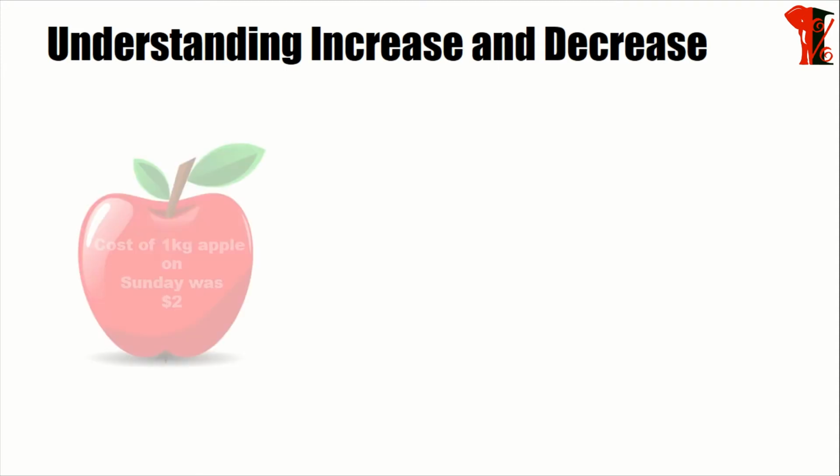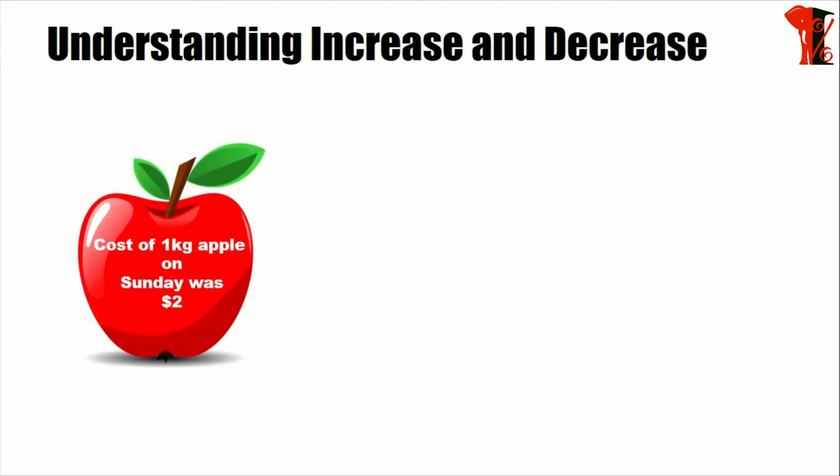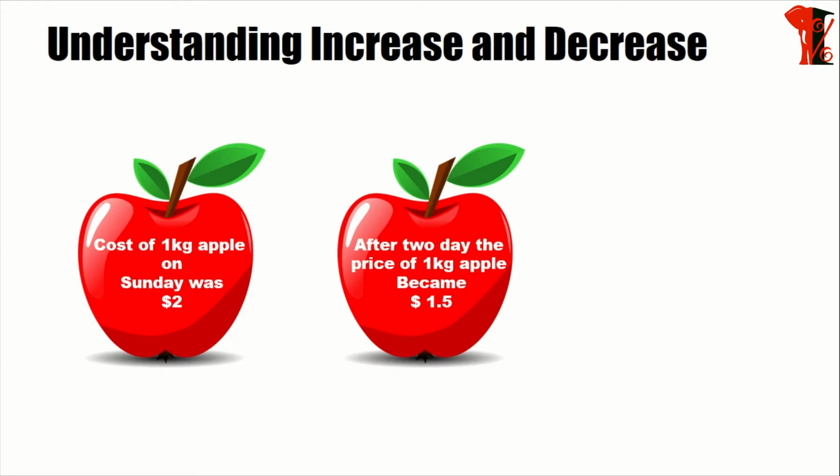Consider an apple. The cost of this apple is $2 on Sunday. After 2 days, what happened? The price became $1.5. What exactly happened here? If you slowly compare it, it is clear that the price has reduced. So this reduction in the price is called a decrease.